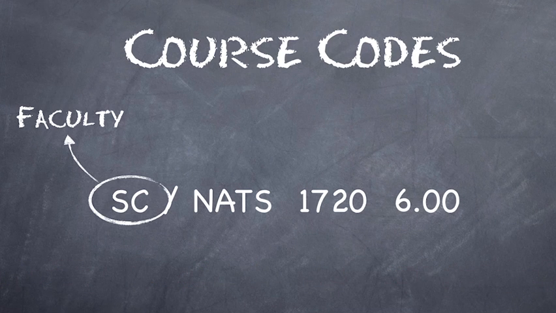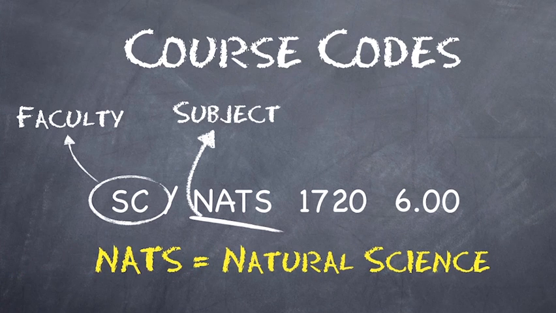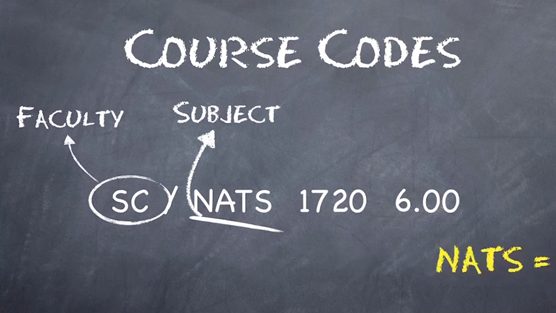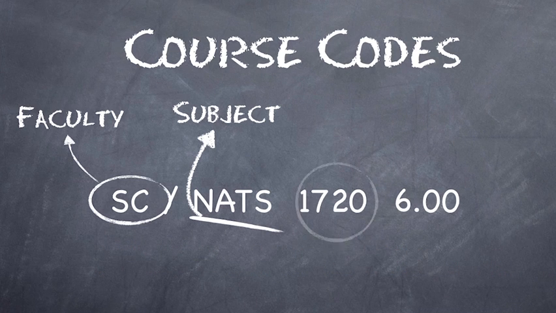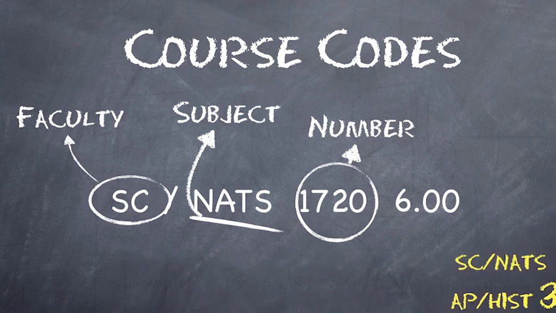The second acronym refers to the subject being offered. For example, NATS equals Natural Science. Each course is identified by using a 4-digit number, where the first digit indicates the level of the course. For example, SC NATS 1720 is a 1000 level course. Similarly, AP HIST 3200 is a 3000 level course in the Faculty of Liberal Arts and Professional Studies, and the course referred to is History.